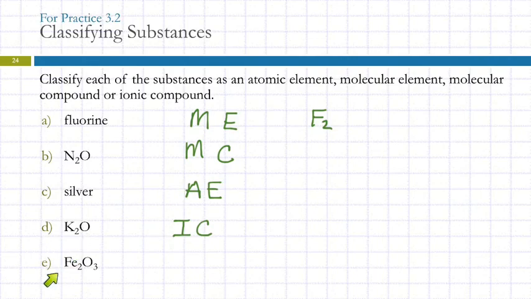How about Fe2O3? That's a compound. Is Fe a metal? Yep. It's a metal, it's ionic. Okay.